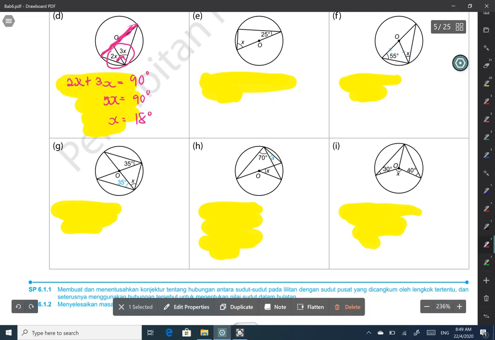Question G. So you see, they are from the same arc. So anchor for this one is 35. Sure, I know here also 35. Okay. And then one more thing. I know here is 35. One more thing. This is diameter. So the anchor for this one is 90 degree. So your X is equal to 90 degree minus 35. So you will get 55 degree.